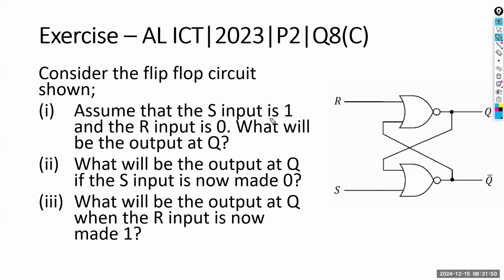Right. Assuming that the S input is 1 and the R input is 0, what will be the output of Q? So that means set. So output of Q is 1. And of course, Q bar will be 0.